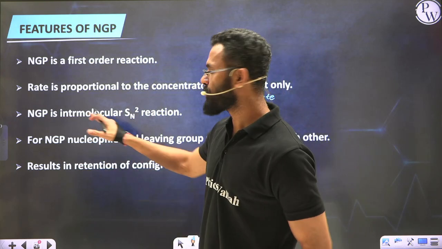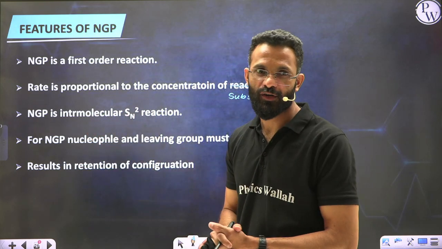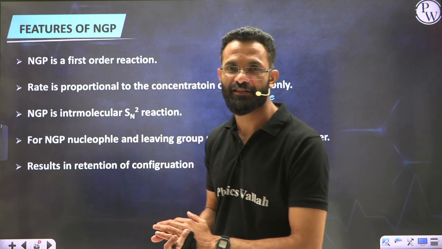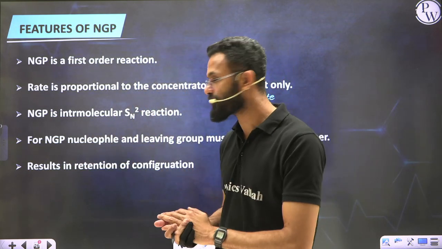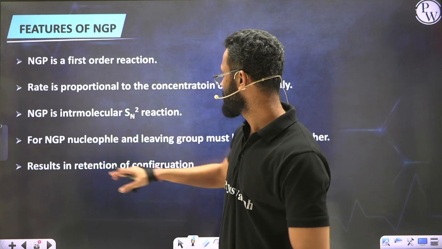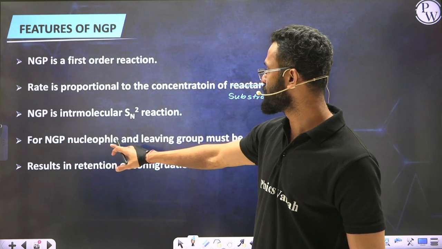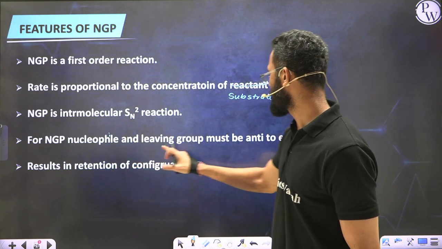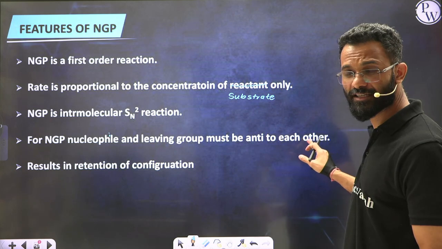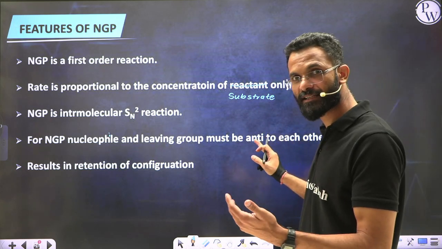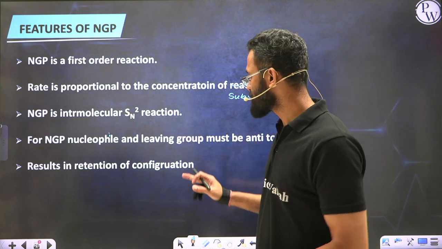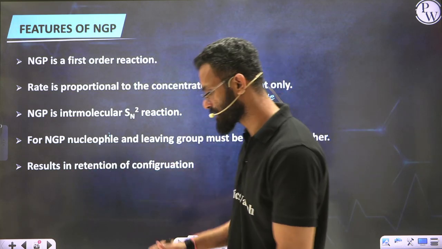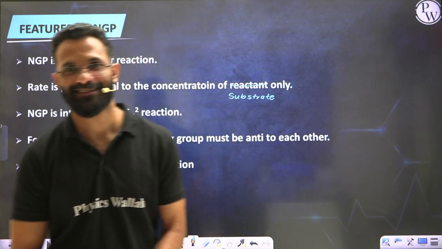NGP is intramolecular nucleophilic substitution. Of course, we saw that the internal neighboring group acts like a nucleophile and attacks the electron-deficient carbon before the external nucleophile could attack. So it is intramolecular. For NGP to take place, the nucleophile and the leaving group must be anti to each other. Yes, we have seen that's why the first attack is backside. The second one is also inversion. So overall, this results in retention of configuration in the product.